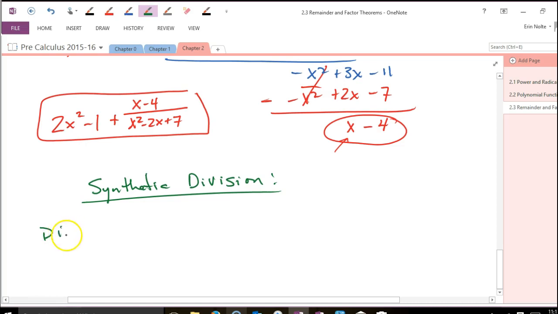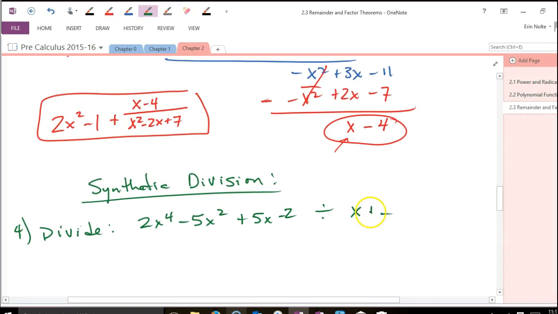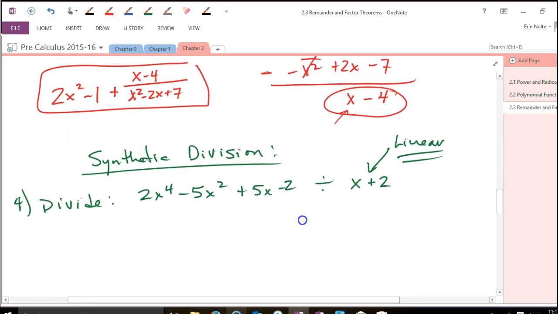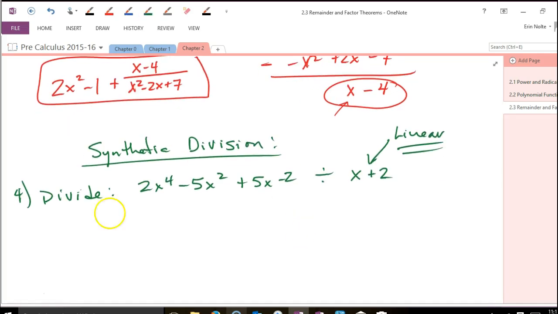So divide, what are we on, example 4 maybe? 2x to the 4th minus 5x squared plus 5x minus 2 divided by x plus 2. Remember that this must be linear. So what do I put in the corner? -2. You take the quantity and set it equal to 0. That's the value that goes into the box.